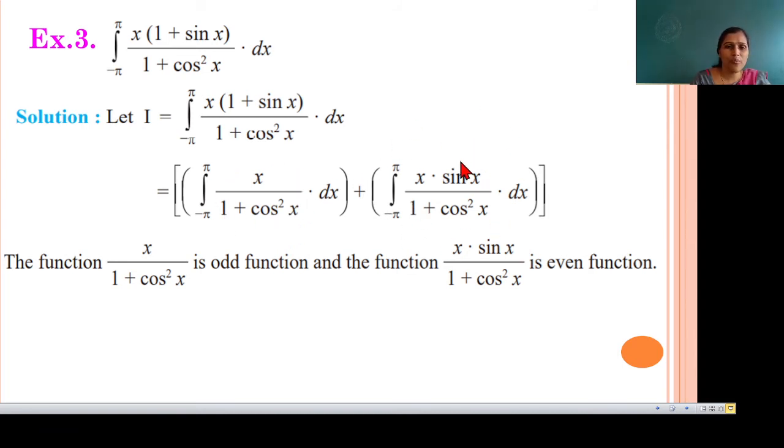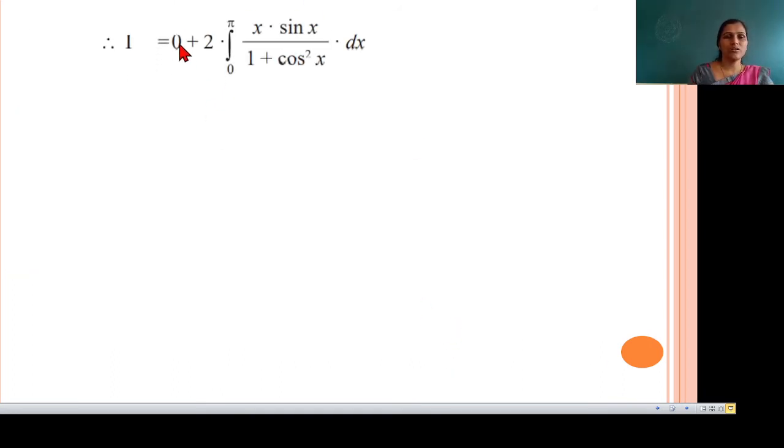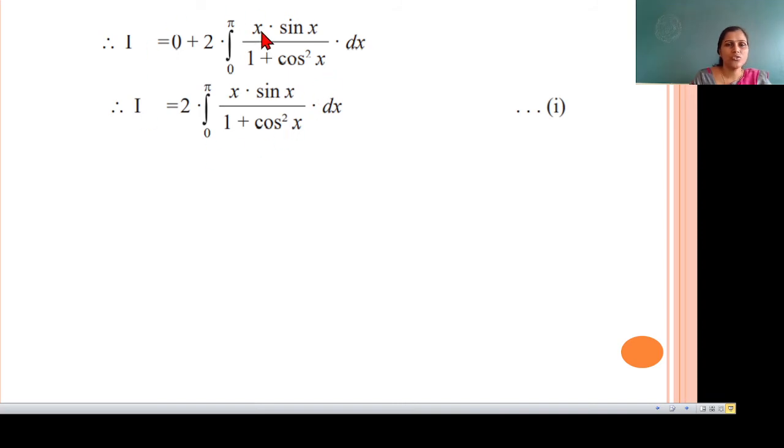And by using property 8, this function is an even function, so its value gets doubled like this. So in the next step, the first integral has the value 0 and the second integral gets the value 2 times integral 0 to pi x into sin x divided by 1 plus cos square x dx. So we will find the value of this integral only. So I is equal to 2 times integral 0 to pi x sin x divided by 1 plus cos square x dx, and we call this equation 1.